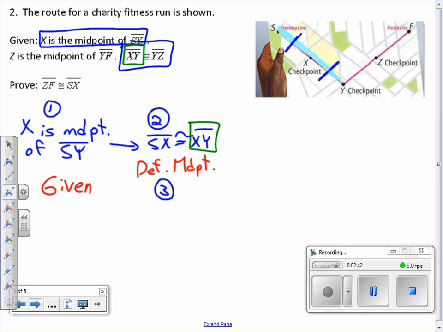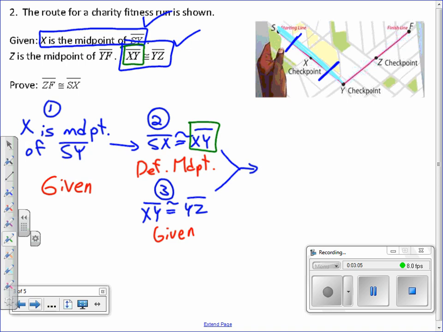So now I want to use this other given statement: XY is congruent to YZ. So XY as a segment is congruent to segment YZ. You do need to write out reasons for everything. So that's given. Now I've used two given statements, and because of this, I can put these two together using my transitive property. Since both SX and YZ are congruent to the same segment XY, that means now I can say that they are congruent to each other. So SX as a segment is congruent to YZ.